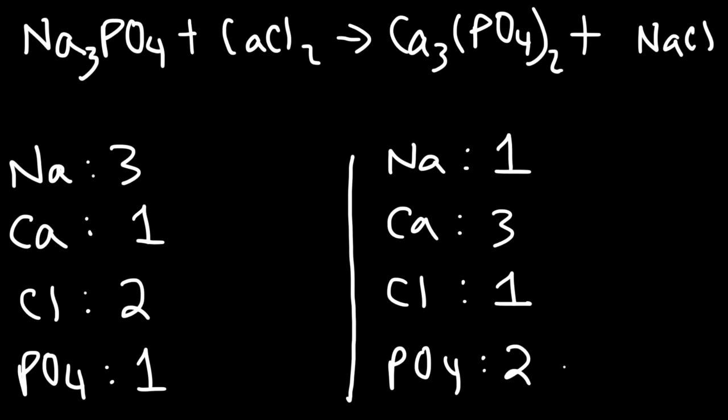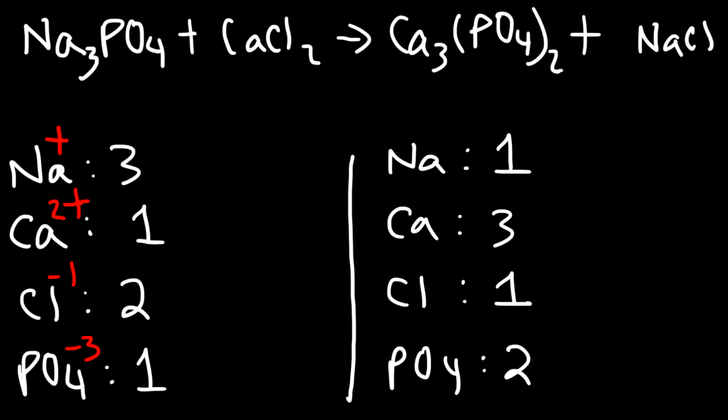So which one should we balance first? Typically, I like to start with the polyatomic ions, the ones with the highest charge. Sodium has a +1 charge. It's found in group 1 of the periodic table. Calcium has a +2 charge, or sometimes written as a 2+ charge. It's found in group 2 of the periodic table. Chlorine has a -1 charge, and phosphate has a -3 charge.